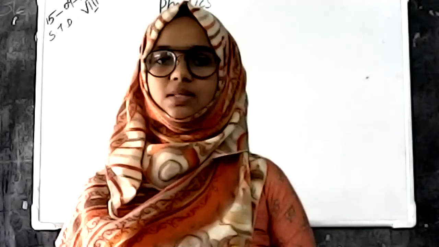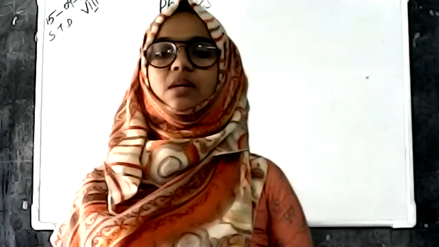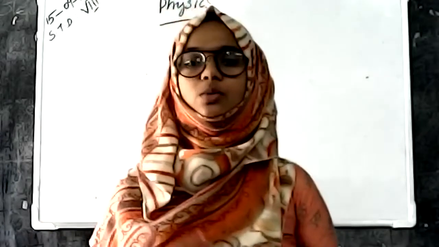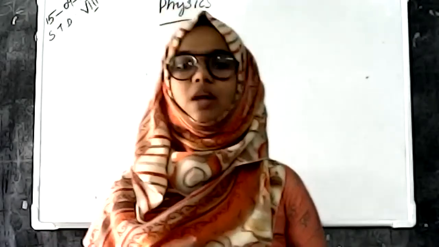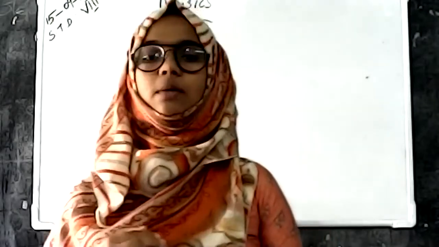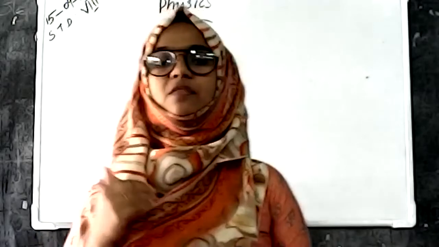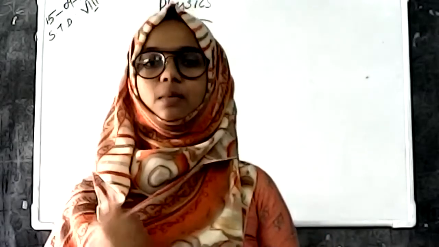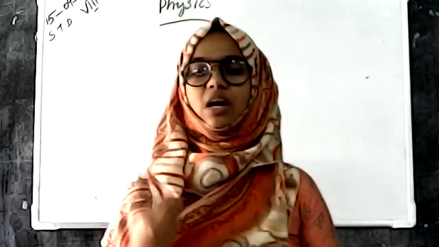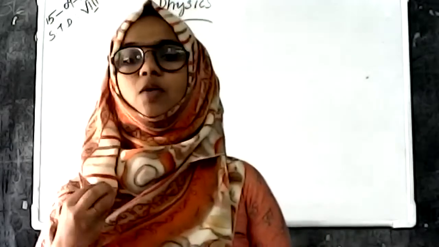Today we have to discuss volume and density. In the previous class we discussed how to find the area of a curved leaf, and we have already discussed derived units and fundamental units. Today we are discussing, first of all, volume.